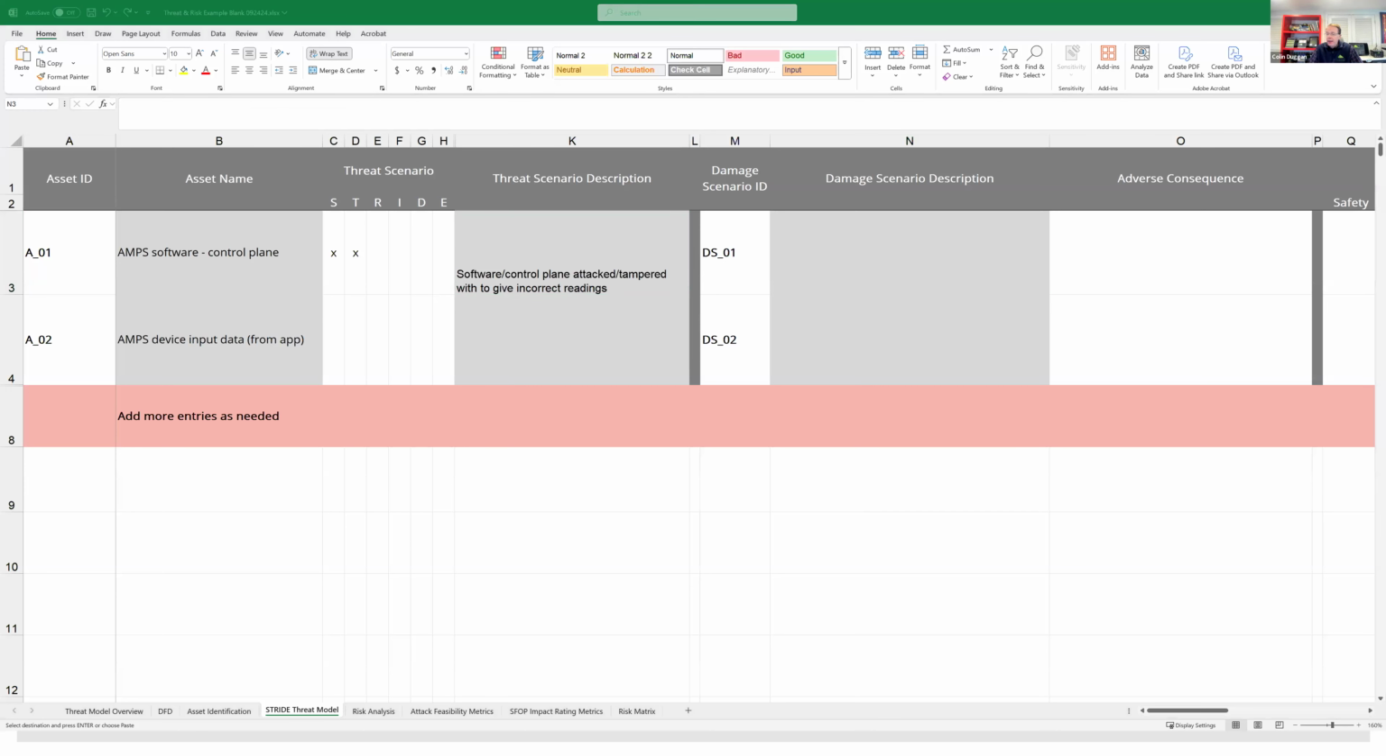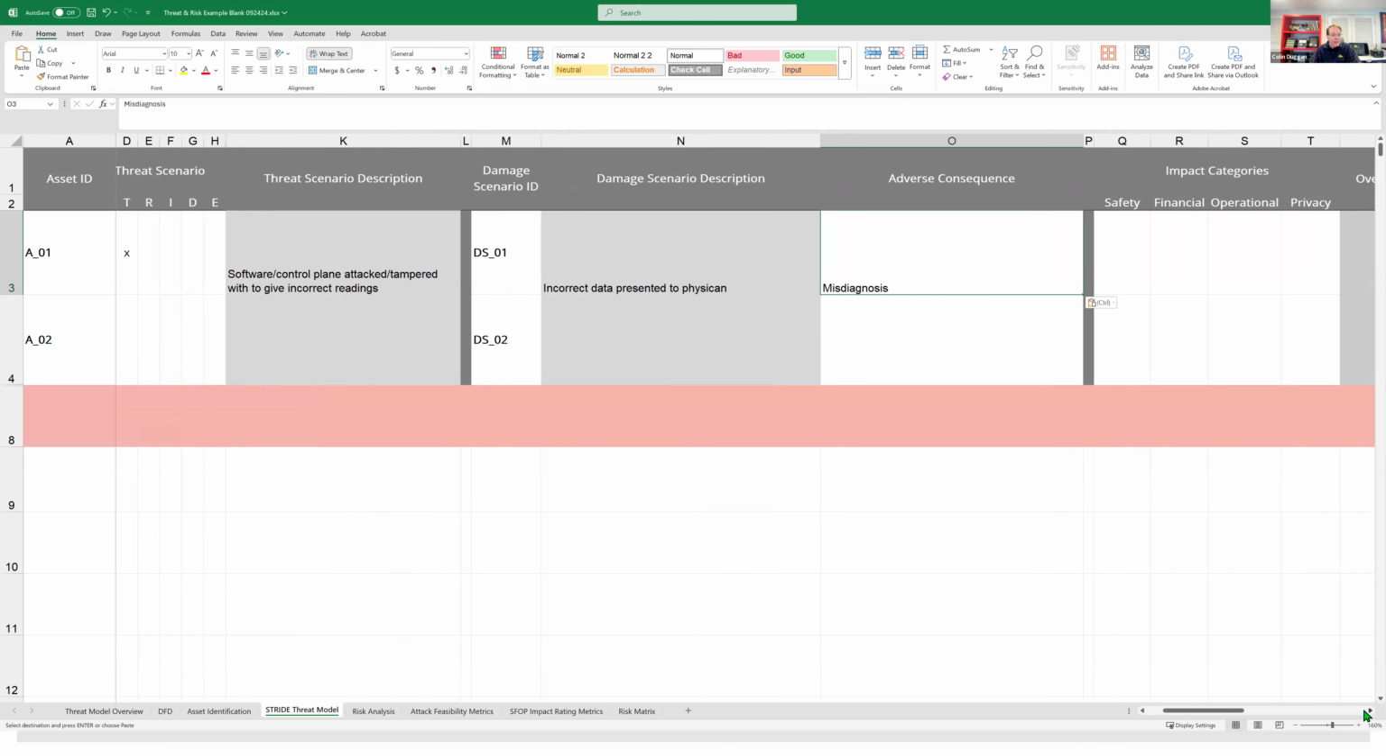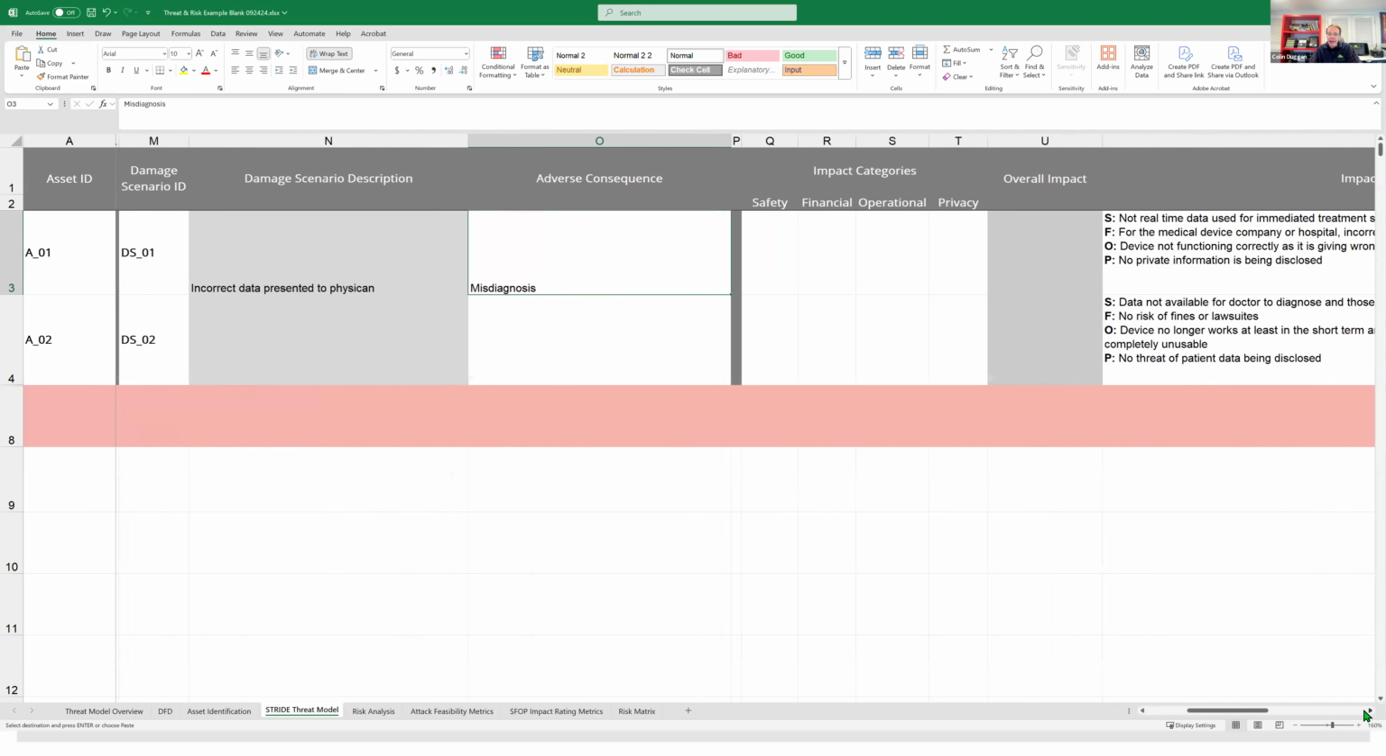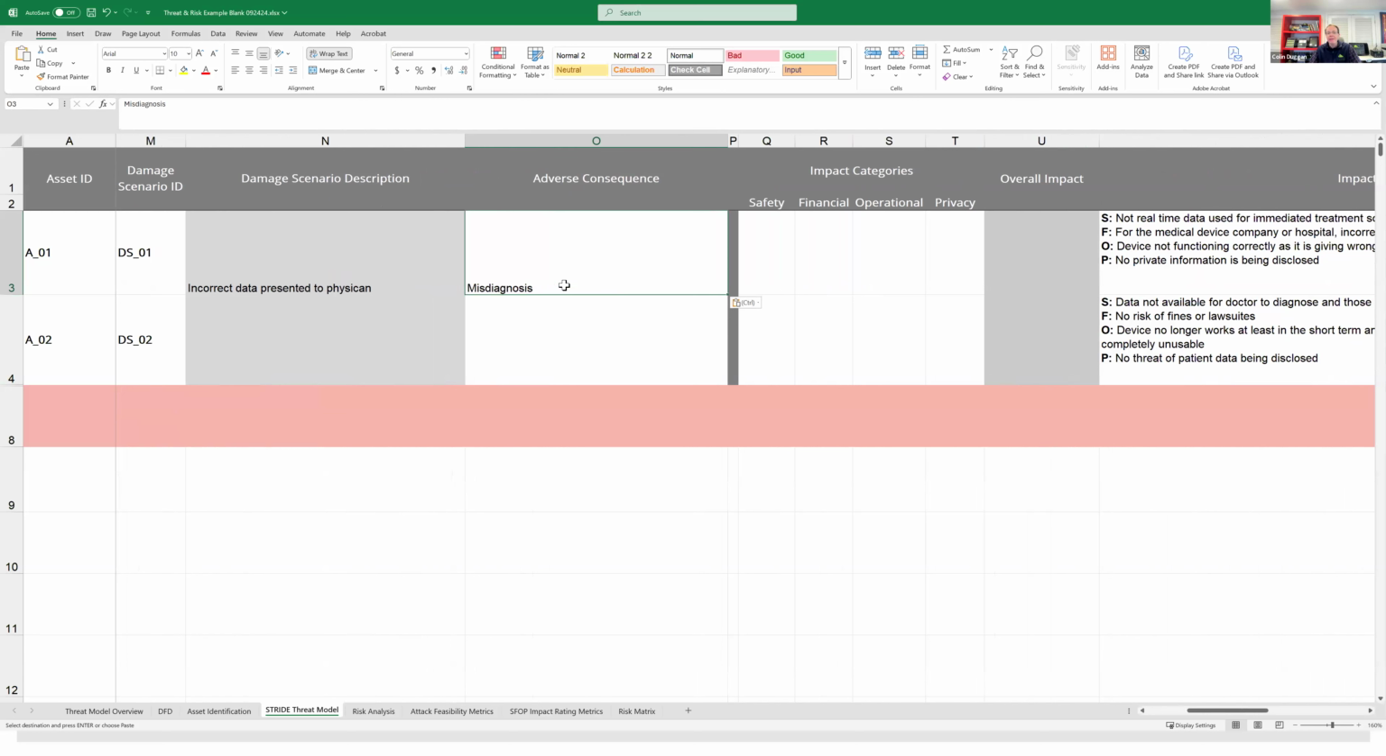The damage scenario is exactly that. Incorrect data is presented to the physician, and the adverse consequence, which is again probably the worst that this could have, is misdiagnosis. And then we get into the impact categories. And how do you rate this?